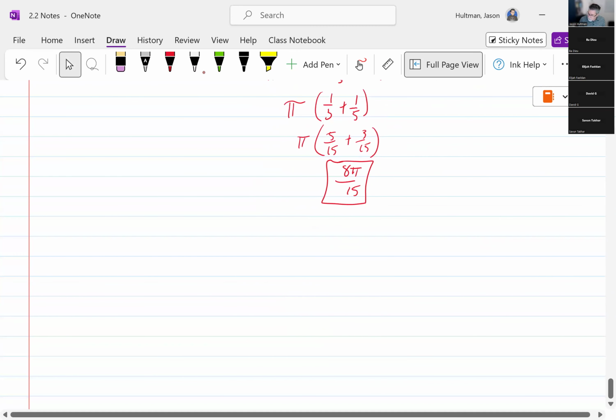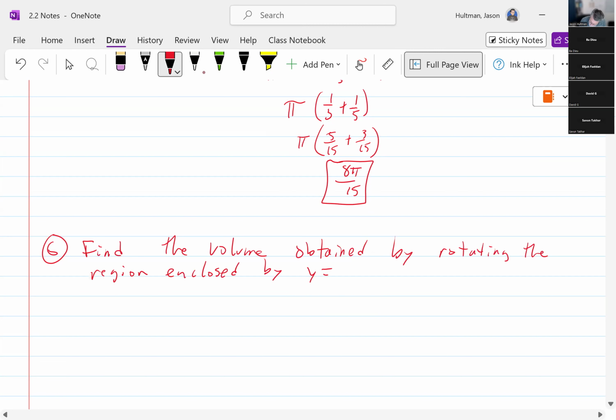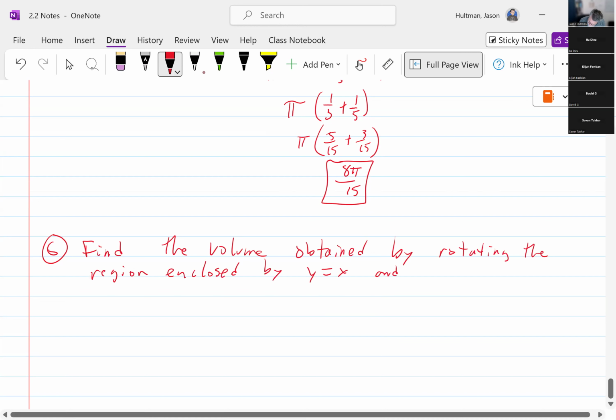Okay, number 6. Find the volume obtained by rotating the region enclosed by y equals x and y equals x squared about the line x equals -1. Okay.